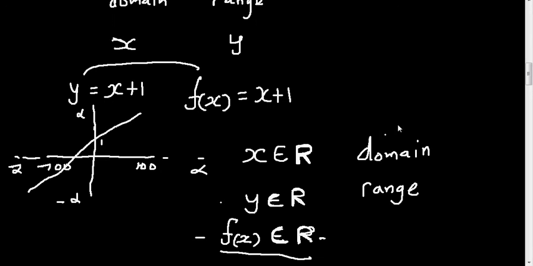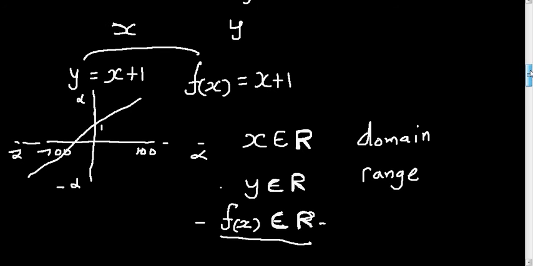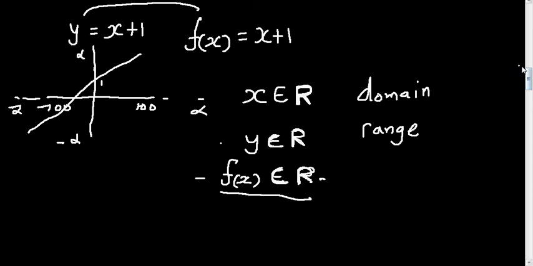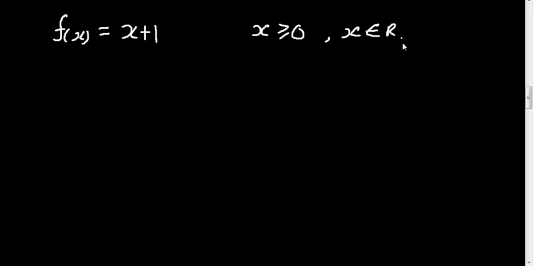Right. Now let's say the same function is equal to x plus 1. Now I'm going to put a restriction on the domain. I'm just going to say x is greater than or equal to 0, and x also includes all real numbers.